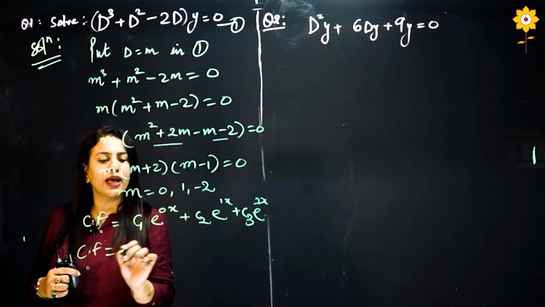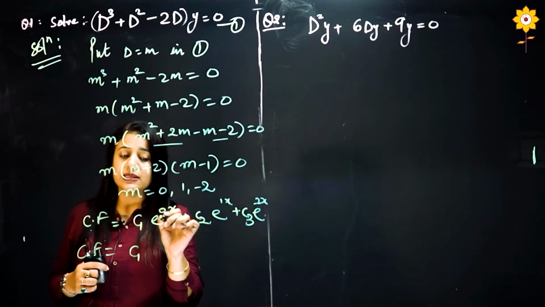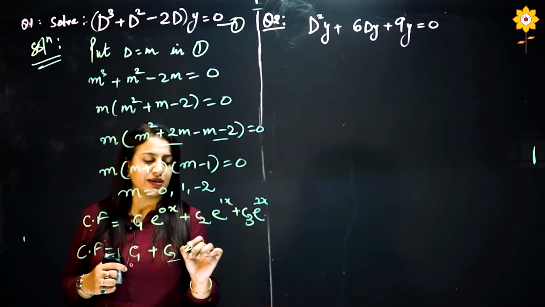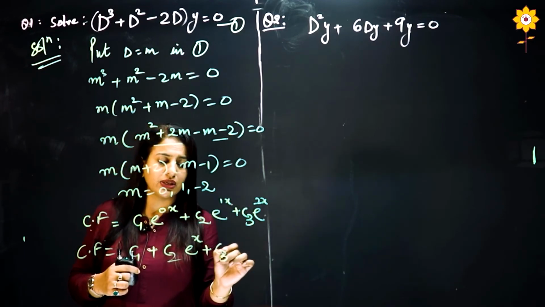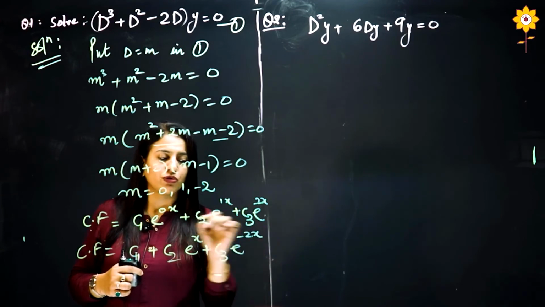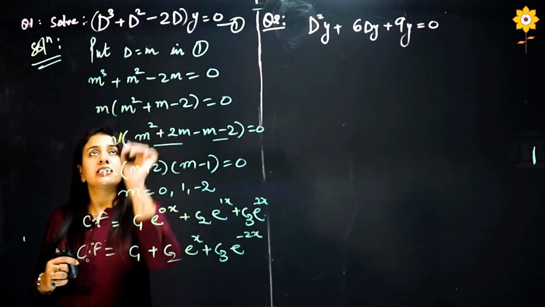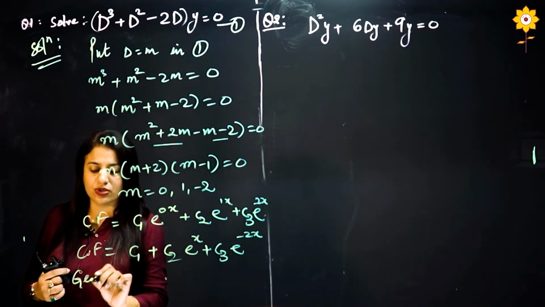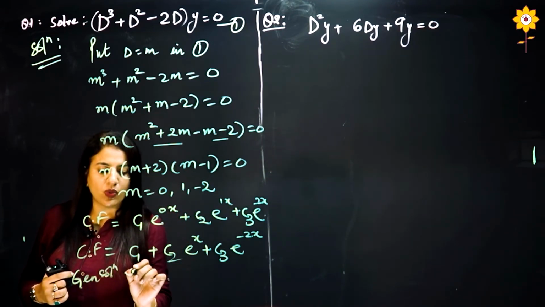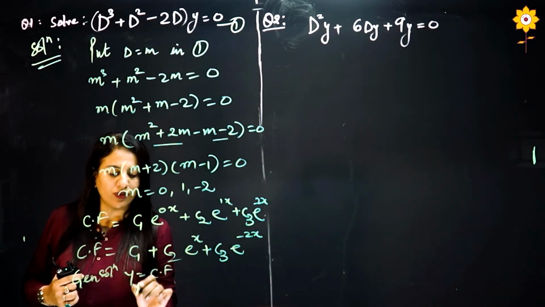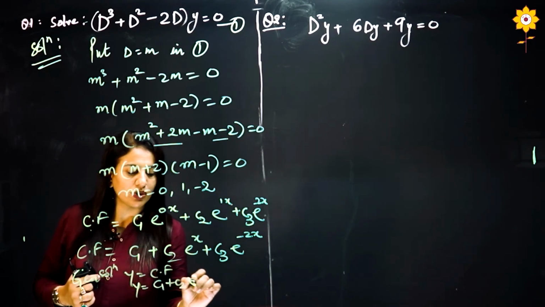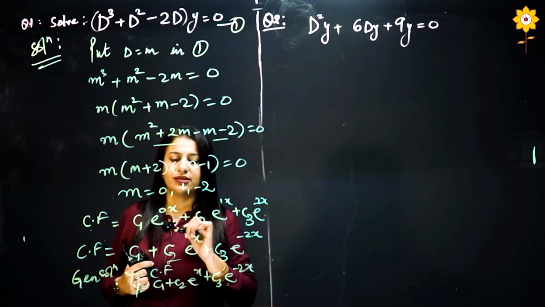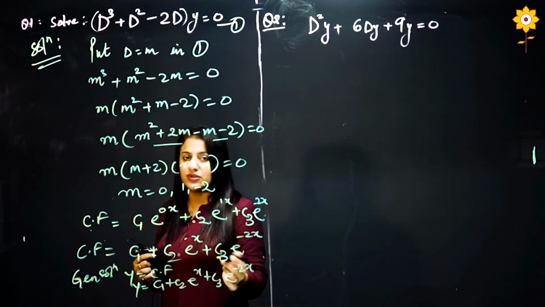Let me rewrite it again. Since this is e raised to 0, I would write 1, and this is c2 e raised to 1x, which stands for e raised to x, and this is c3 e raised to minus 2x. This is my CF. Since the right hand side is 0, PI is 0. So I can write the general solution as y equals CF, and y would be c1 plus c2 e raised to x plus c3 e raised to minus 2x. In this way we can solve the equations, right?